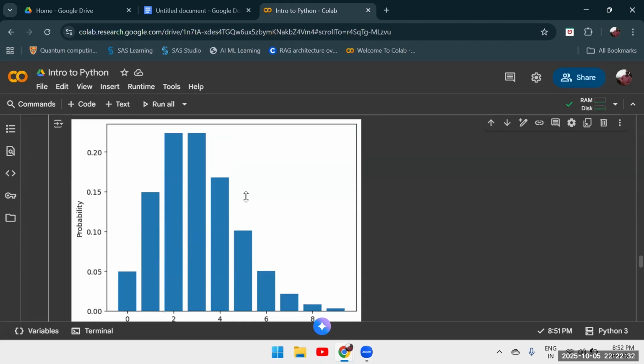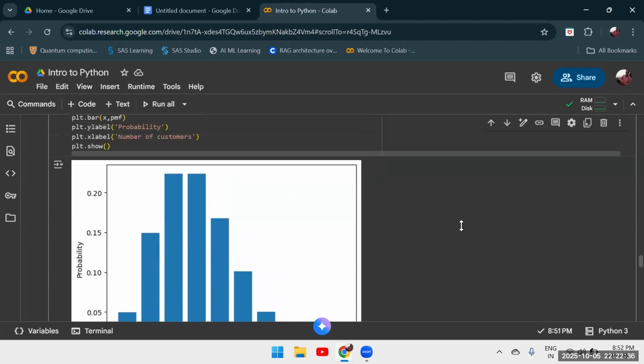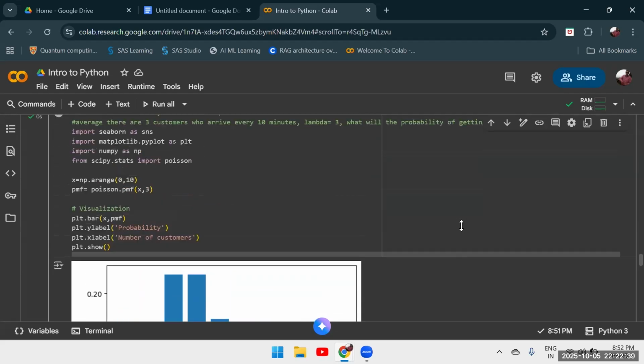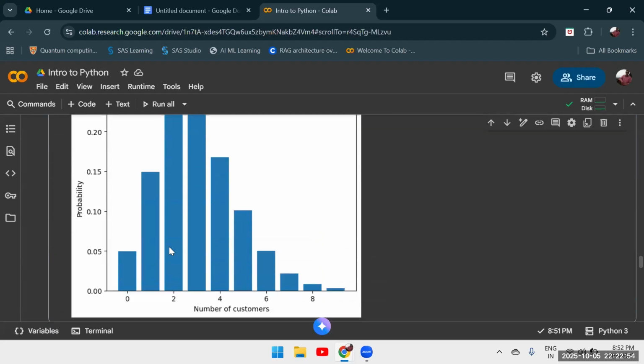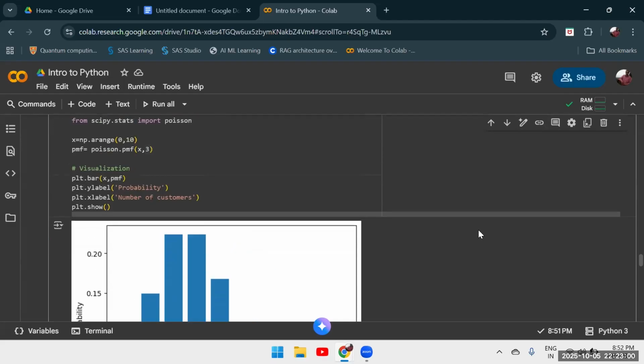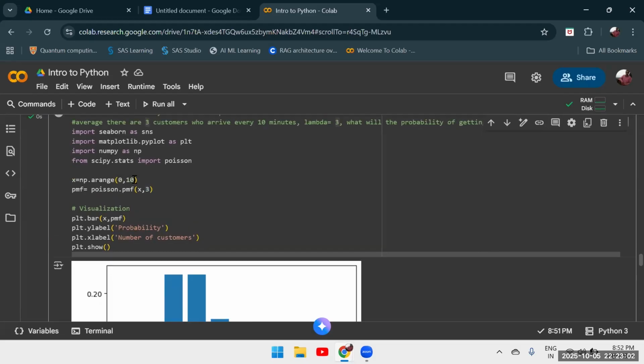So 2 and 3. So based on this Poisson distribution, what it is predicting is if 3 customers are going to come every 10 minutes, then the number of customers coming in the next 10 minutes will most likely be 2 or 3 only. And the next 10 minutes also. Okay. Let's now put this as a problem.